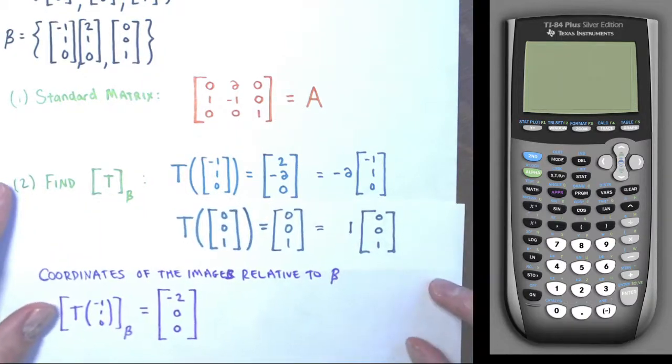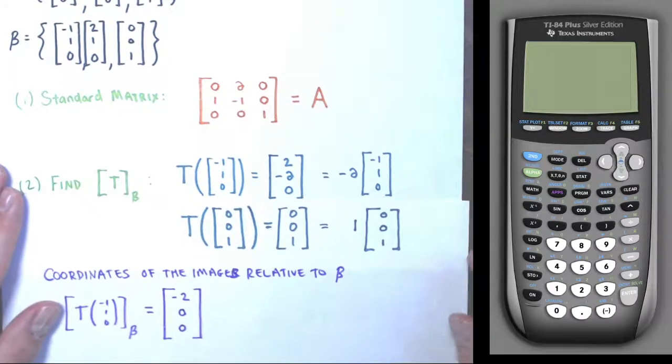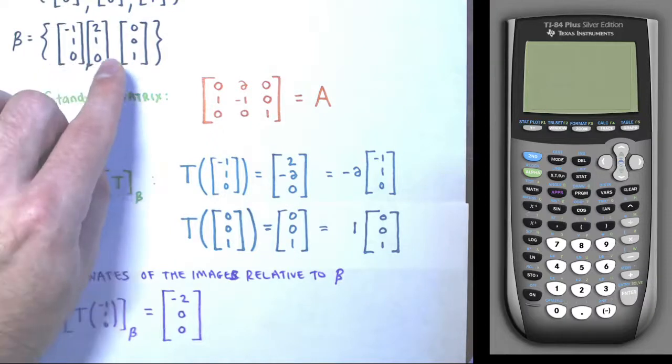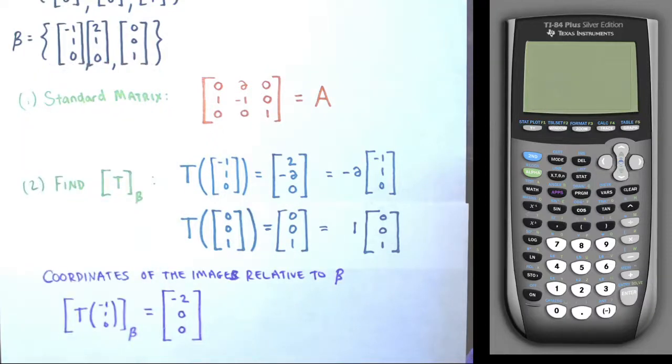So you see how easy that was? You see how easy it is when your basis vectors are eigenvectors of the transformation?